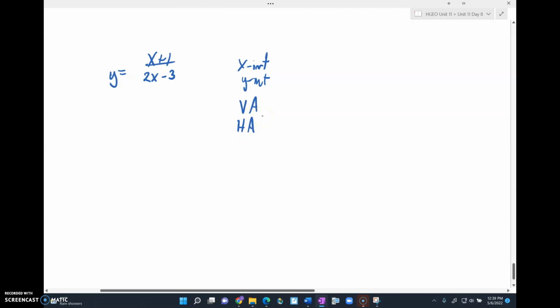Okay, so x-intercepts we can find by setting the numerator equal to 0 and solving. So we get x equals -1. So this would be the point (-1, 0). The y-intercept we find by setting x equal to 0 and solving. Remember, we can just cover up the terms that have an x in it, and we just have 1 over -3, which is just going to be -1/3.